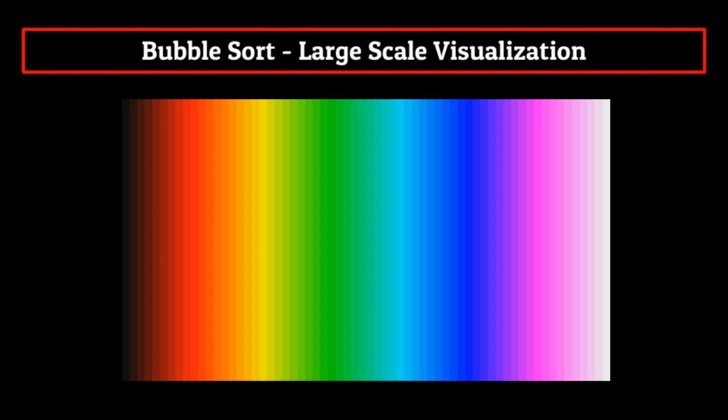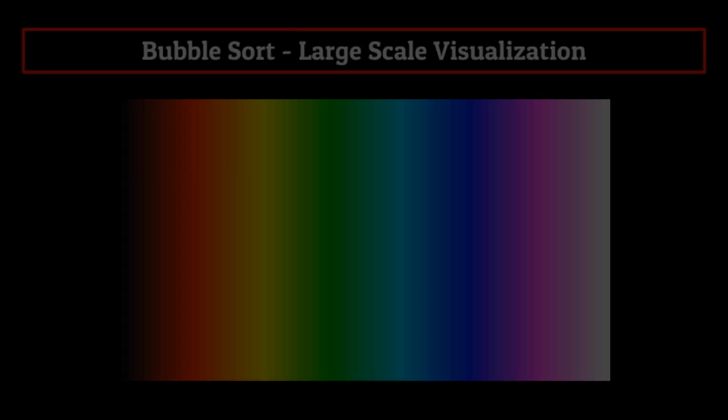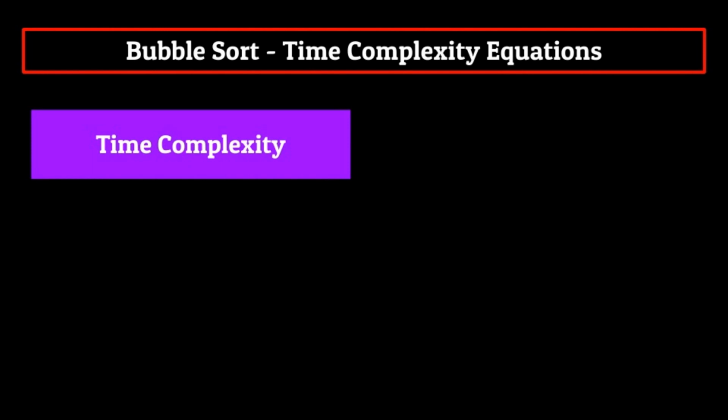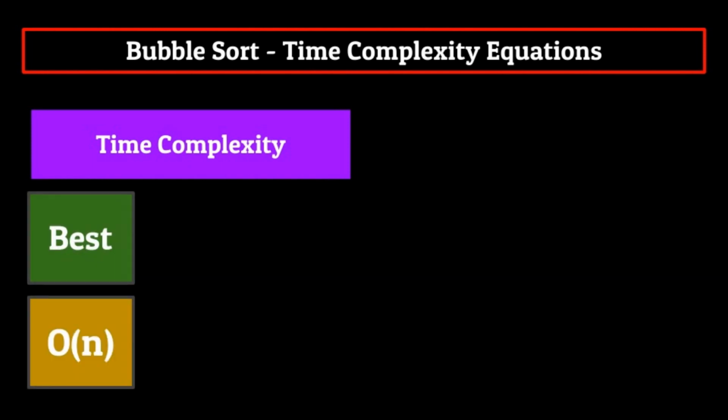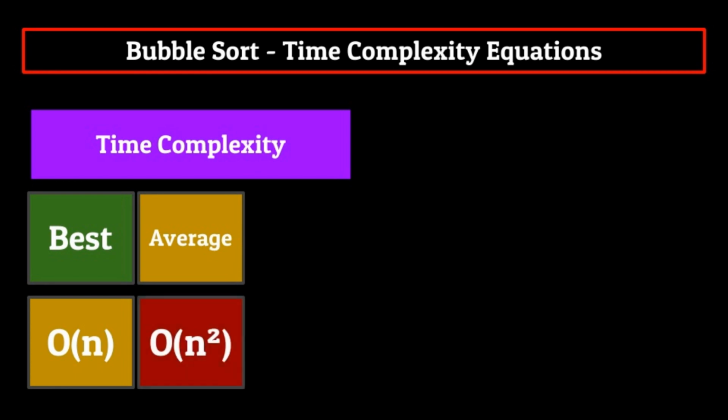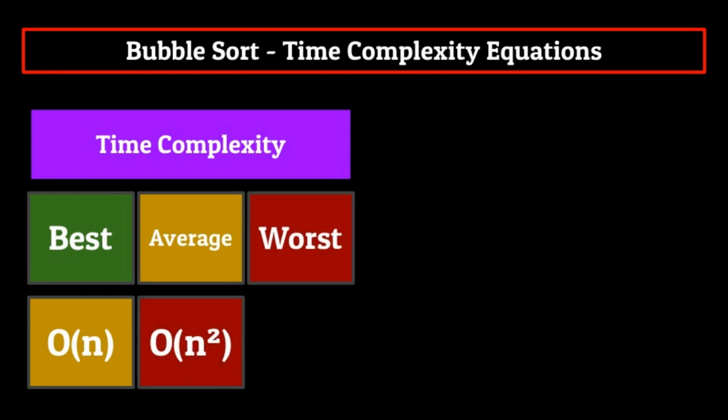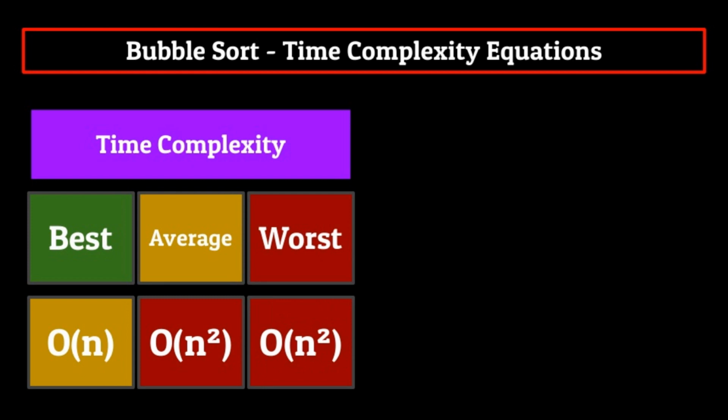Up next though, we need to talk about time and space complexity. The time complexity for a bubble sort is as follows. Its best case scenario is O of n, its average case scenario is O of n squared, and its worst case scenario is also O of n squared.